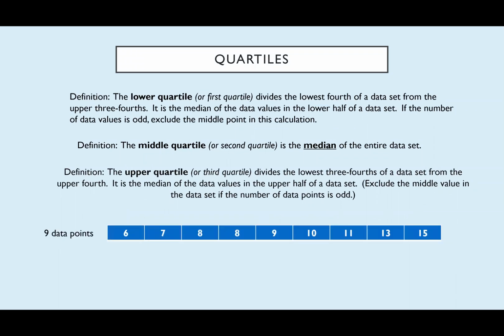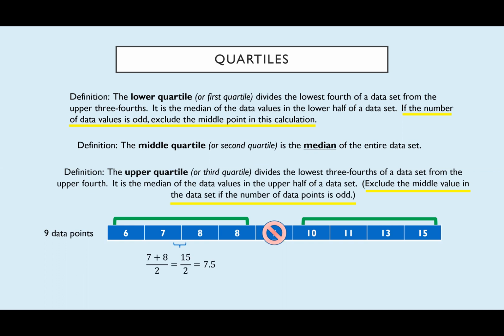When we have the 9 data points, we saw earlier that 9 was our center value. We had an odd amount of data values, so our median was actually a listed data value. So, remembering that if the number of data values is odd, exclude the middle point in this calculation, now we can split up the top and bottom. Whereas before, the top and bottom included every single number in the data set, now we're separating the top and bottom by excluding that middle value. And we're going to take the median of these halves as we did before. So the midpoint between 7 and 8 is 7.5.